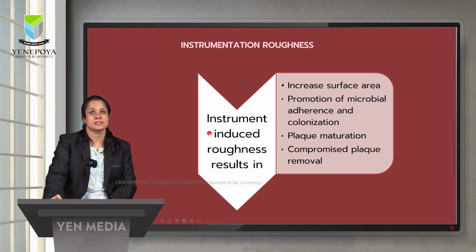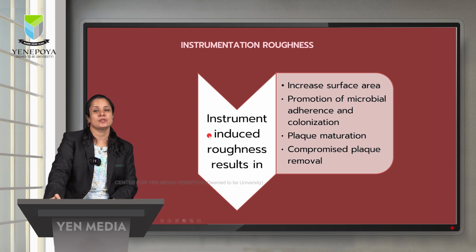The next common problem is instrumentation roughness. When we do scaling and root planing, we use metallic instruments on the tooth surface. That can lead to roughness on the tooth surface by increasing the surface area, promotion of microbial adherence and colonization, plaque maturation, and compromised plaque removal. Hence it is mandatory that after every procedure we do polishing, especially after scaling and root planing.